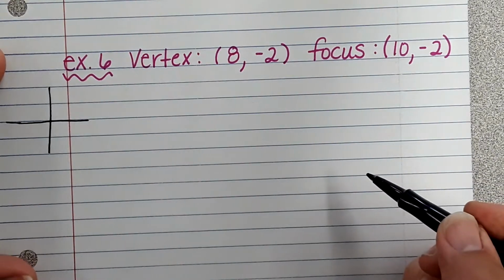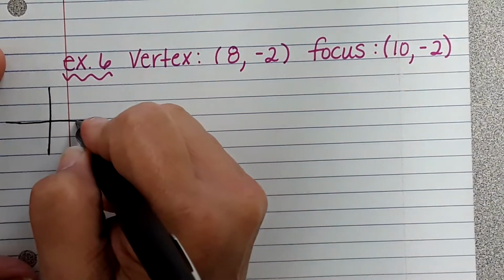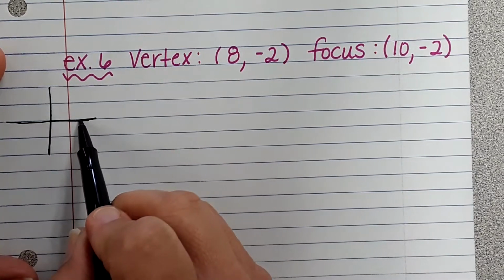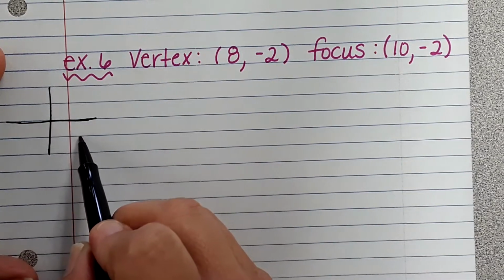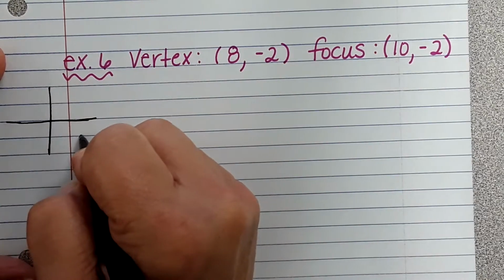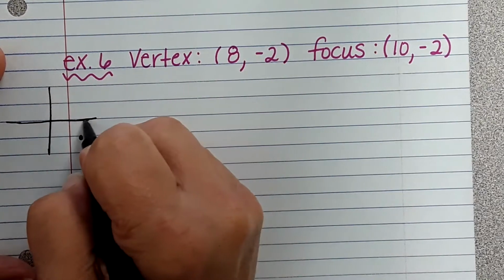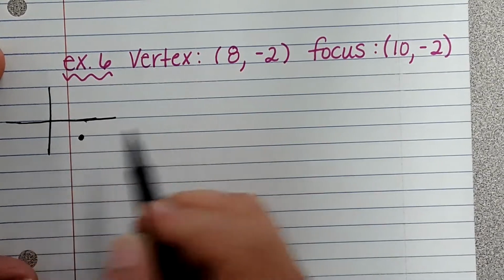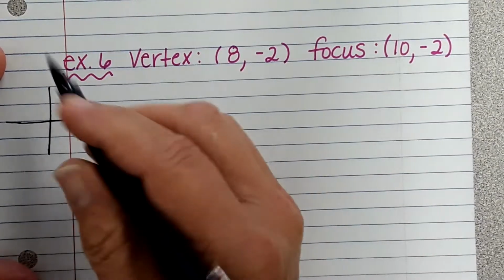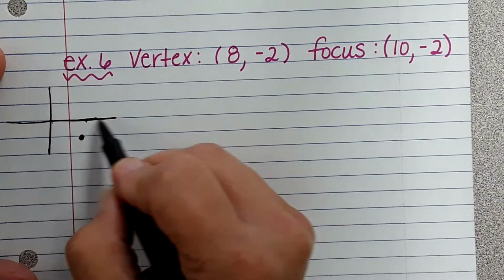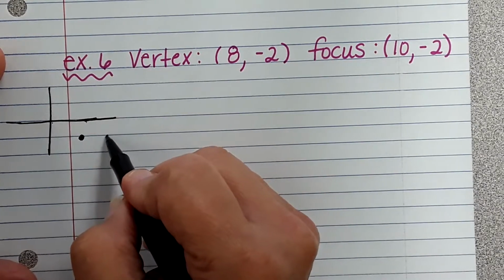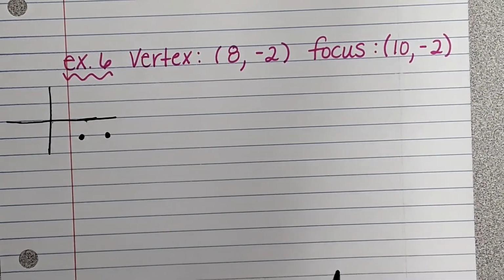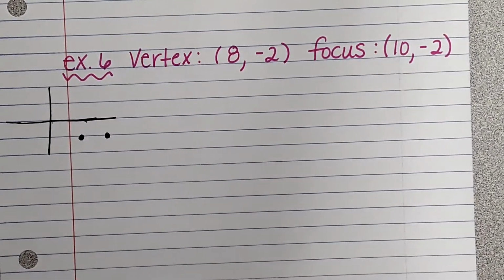So what would we do? It's over 8, right? Down -2. So I'm just going to put it on this line. And then what's the next? So I went over to +8, down to -2. What's the next one? Over 10, down. See how it's to the right of the vertex? Do you see how I'm saying that?